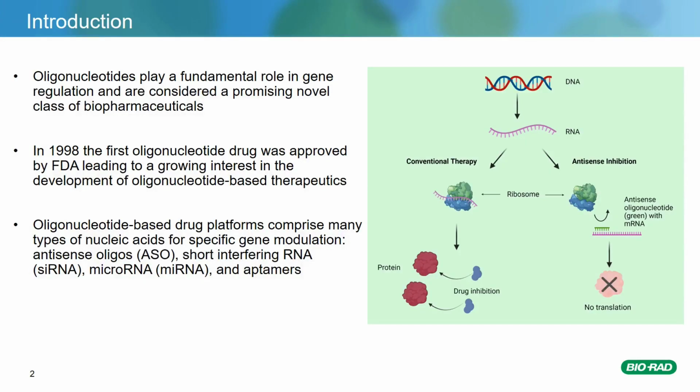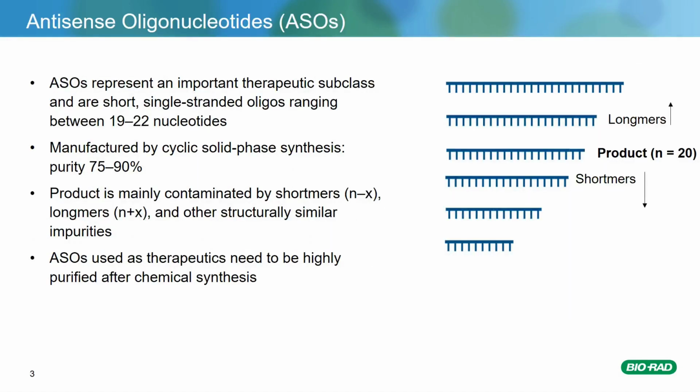I'm going to begin with a little introduction. Oligonucleotides play a fundamental role in gene regulation and are considered a promising novel class of biopharmaceuticals. The first oligonucleotide drug was approved by the FDA in 1998, which has led to a growing interest in the development of oligonucleotide-based therapeutics. Oligonucleotide-based drug platforms comprise many types of nucleic acids for specific gene modulations. These include antisense oligos, short interfering RNA, microRNA, and aptamers. My talk is going to be focusing on antisense oligonucleotides, or ASOs.